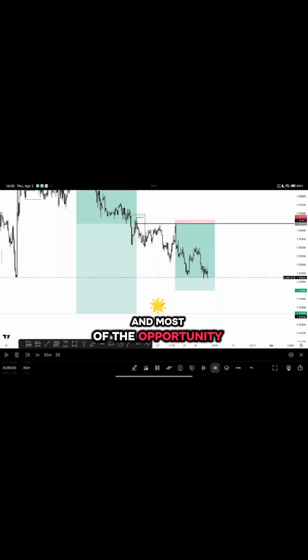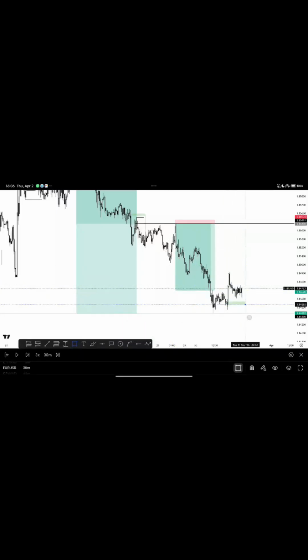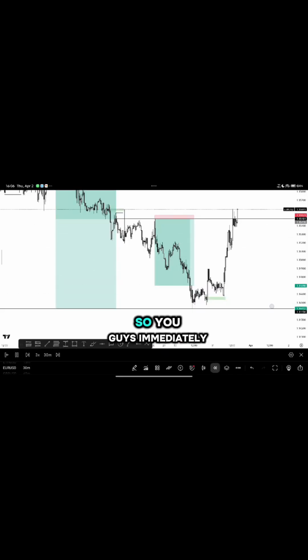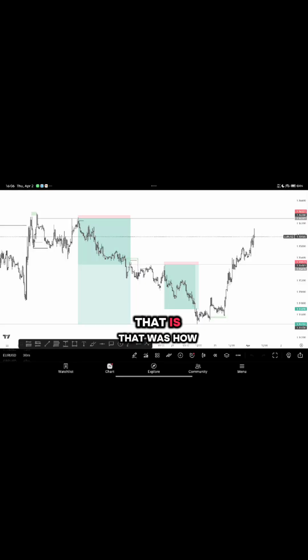And most of the opportunities there, I ignored. So you can see the price went to the low, and we are now rejecting to the upside. Right? See? Then now we have a zone here that we can buy from. Right? This is just how you follow the market up. Okay, we missed this one. So you can see that immediately price tapped into the CRT low, we had this rejection to the upside. So that was how it is.